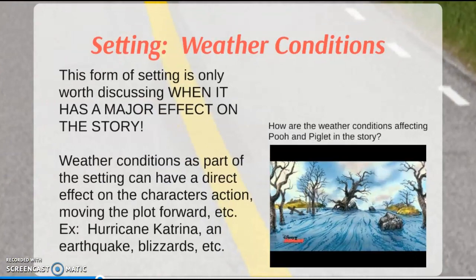Weather conditions. This form of setting is only worth discussing when it has a major effect on the story. Weather conditions as part of the setting can have a direct effect on the character's actions, moving the plot forward, etc. If you look at the picture to the right, I used that picture from Pooh and Piglet. It's a picture of a natural disaster happening in their environment. Another example would be Hurricane Katrina. We experience earthquakes, blizzards, the list goes on and on.